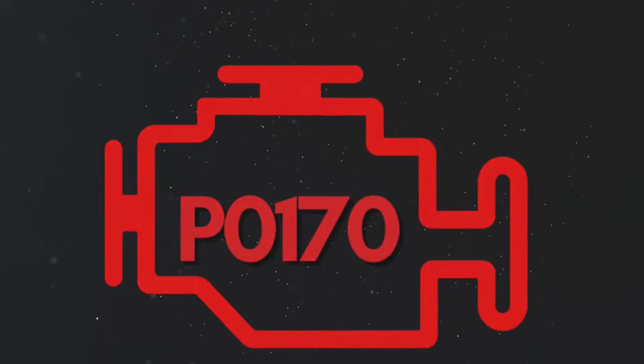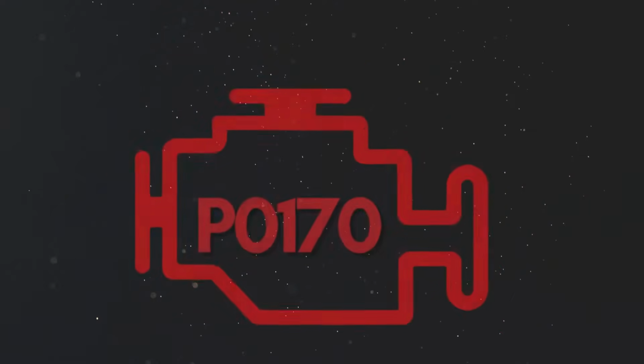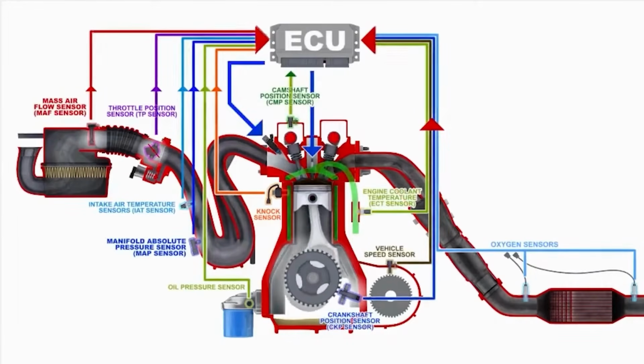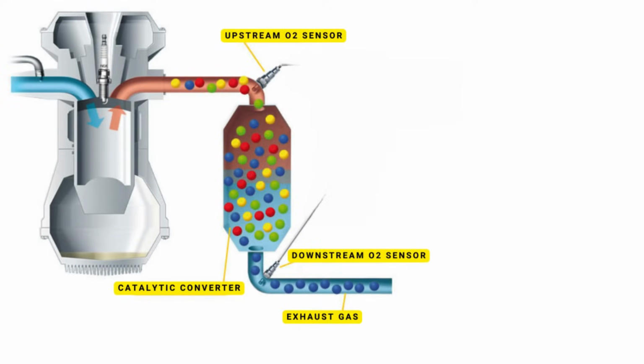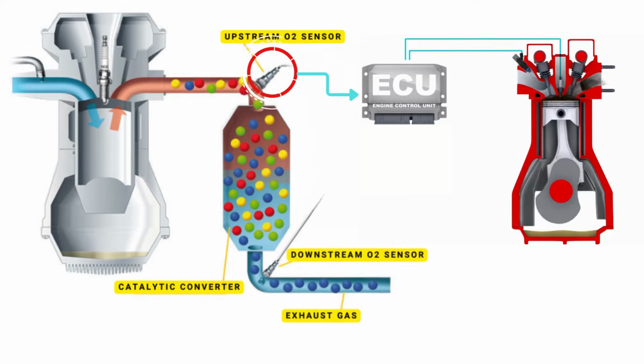Now, let's dive into the details of why P0170 gets triggered. To understand this, we need to talk about how your car's engine monitors and controls the air-fuel mixture. In a fully functional system, the upstream oxygen sensor measures the amount of oxygen in the exhaust gases as they leave the engine. This real-time data helps the PCM adjust the air-fuel mixture for optimal performance.